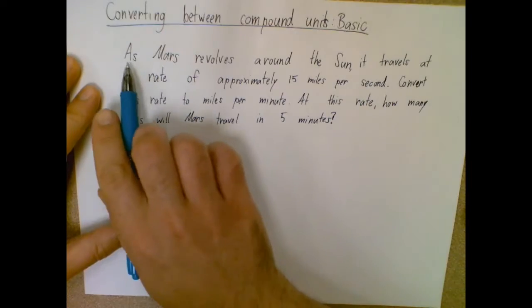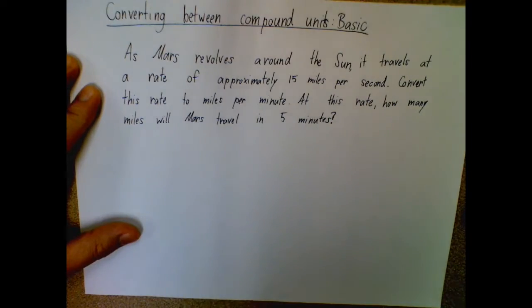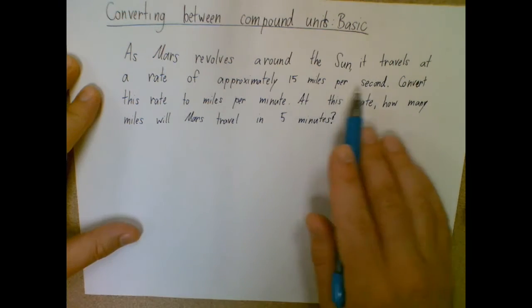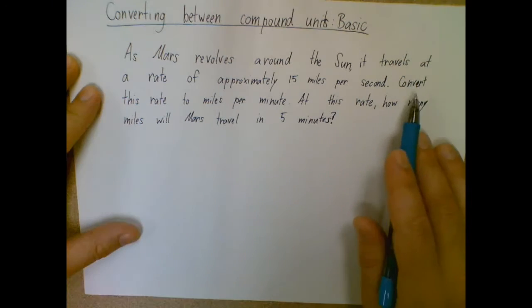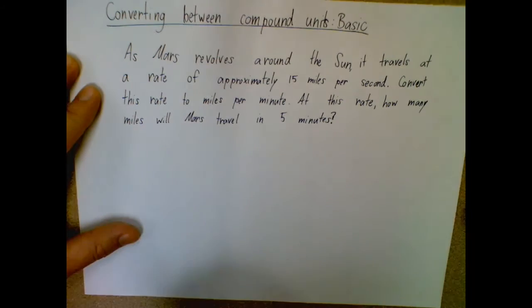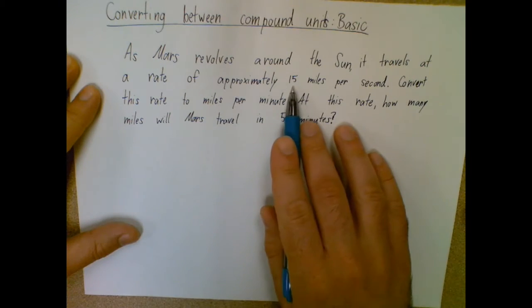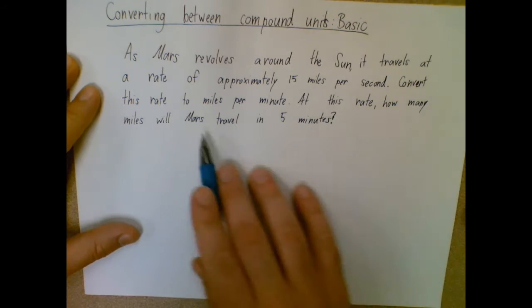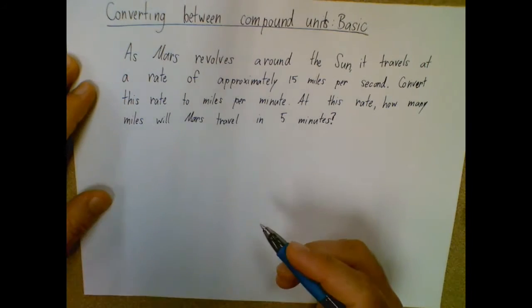So in this one, as Mars revolves around the sun, it travels at a rate of approximately 15 miles per second. So there's our first compound unit. Convert this rate to miles per minute. At this rate, how many miles will Mars travel in 5 minutes? So we got two things going on here. We need to convert 15 miles per second into miles per minute. So let's do that first.